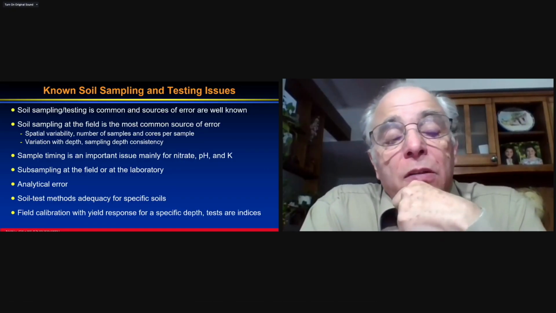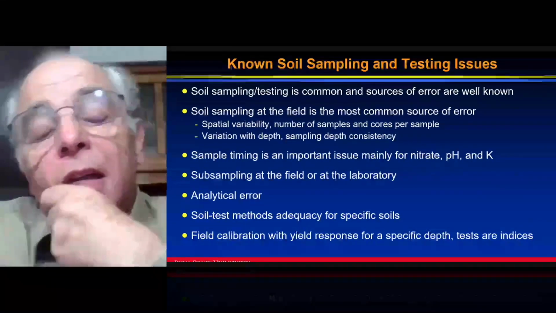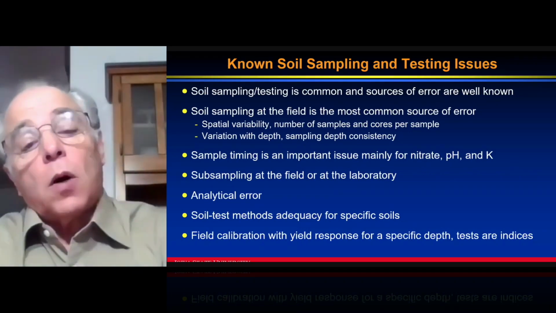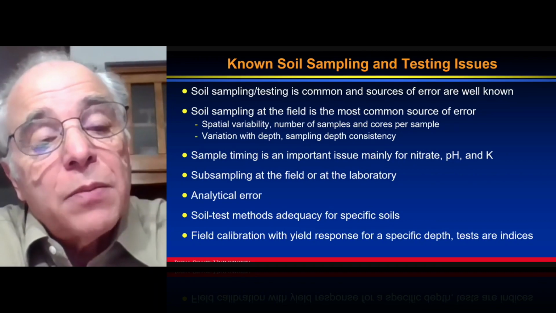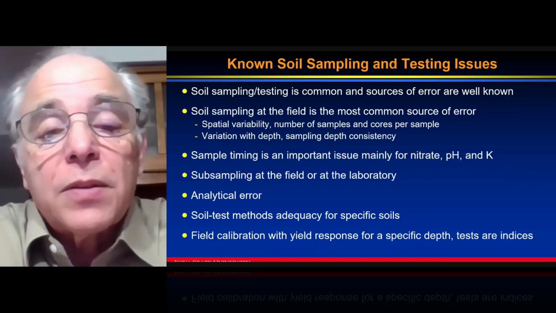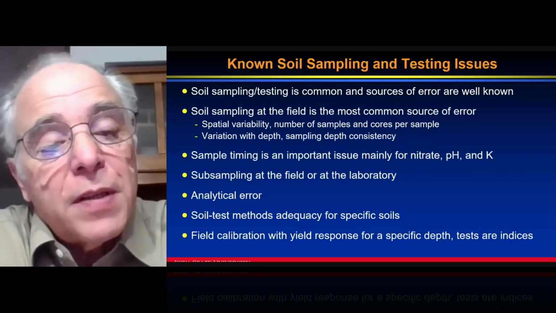The topic today, after we got so many questions last year, is to discuss a little bit tissue testing for micronutrients and mainly P and K. I was saying that soil sampling and testing is common, and the potential sources of error are well known. Soil sampling at the field is the most common source of error. We have the spatial variability, the number of samples to take from a field or from a grid cell, the number of cores per sample, and so forth.